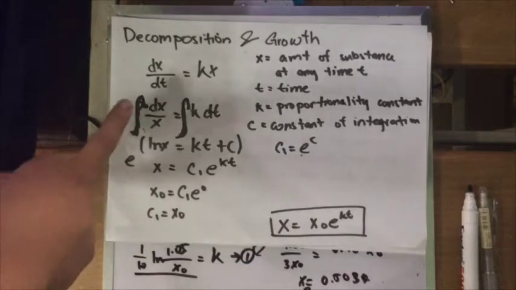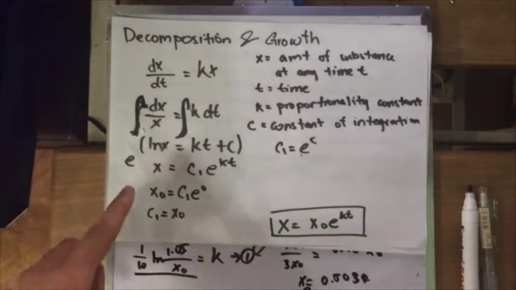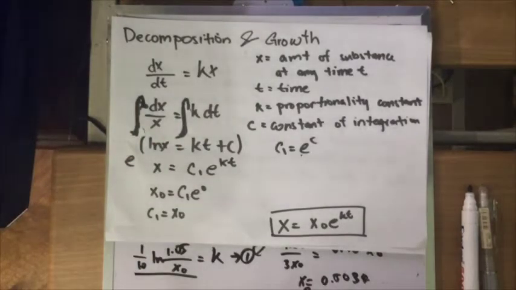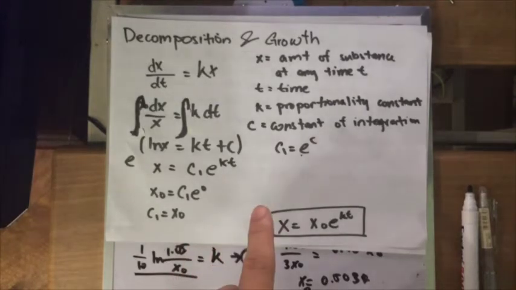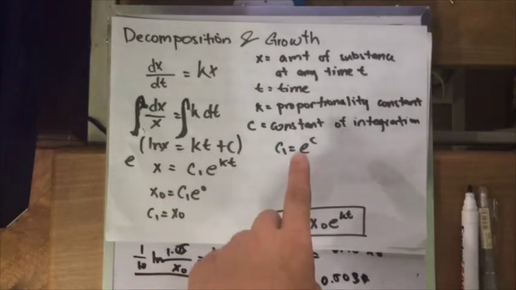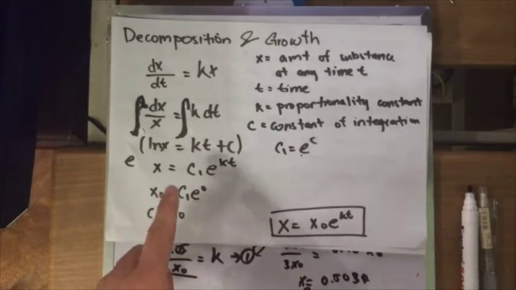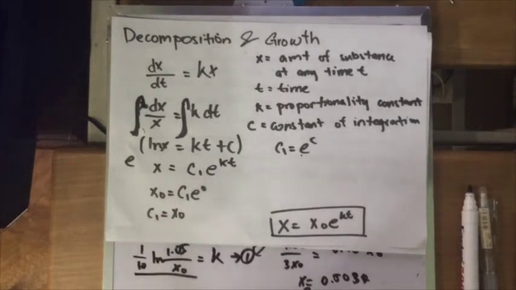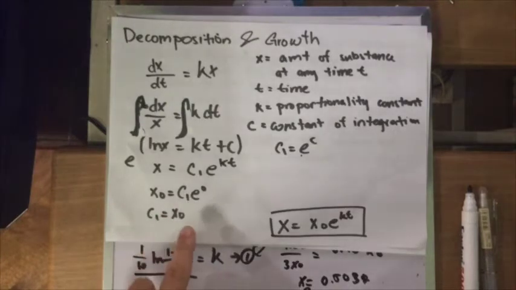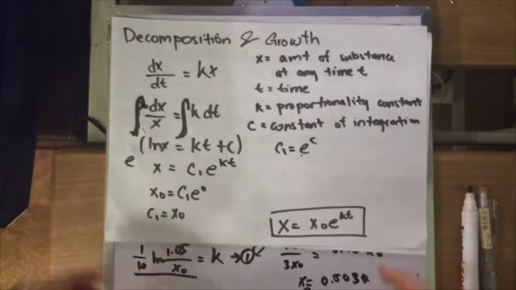By integrating both sides, you would have ln of x is equal to kt plus c. We would raise all of these by e to solve for x. So we would get e raised to kt plus c is equal to x. And by substituting e raised to c by c sub 1, you would have this. And by using the initial amount, which would be given by the problem, and the initial time, that is 0, you would get c sub 1 is equal to the initial amount, and this would be the solution.